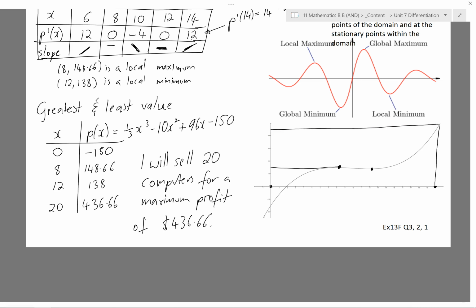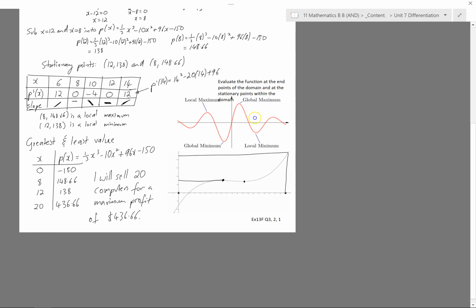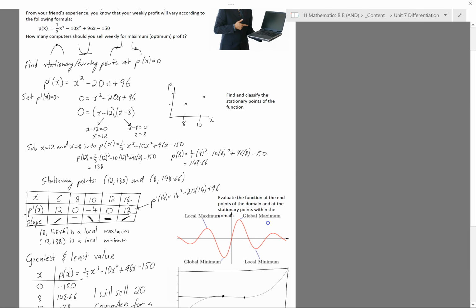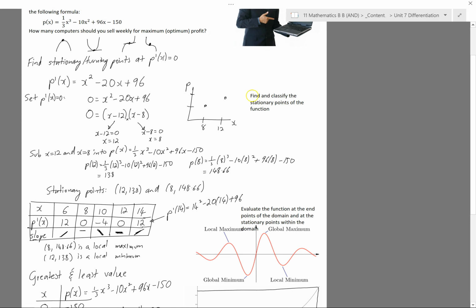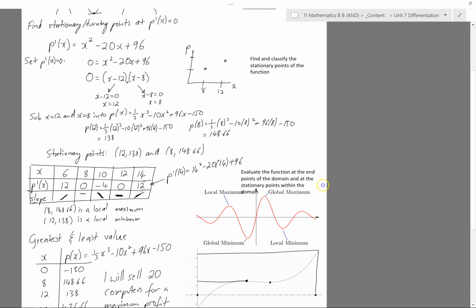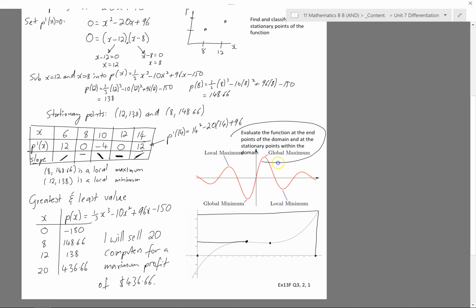For our $436.66 profit. Okay, so just revising the general strategy here. If I'm ever solving an optimization problem, I'll first find and classify the stationary points of the problem. Okay, find where the local minimums and local maximums are. Okay, and then evaluate the function at the endpoints of the domain and at any stationary points. Okay, which also serves as a bit of a double check around here to make sure that I haven't accidentally classified my max as my min. All right.